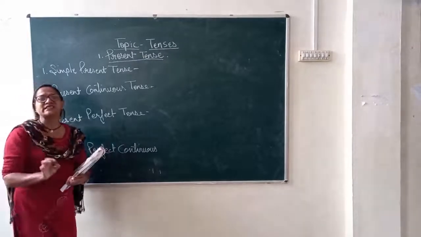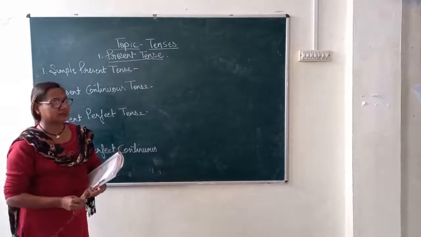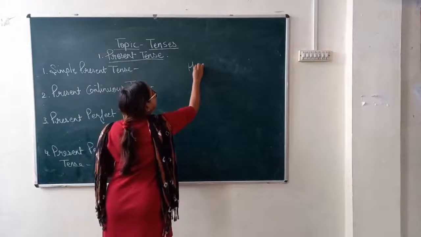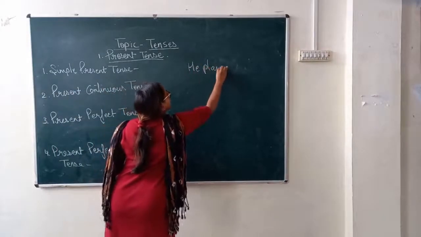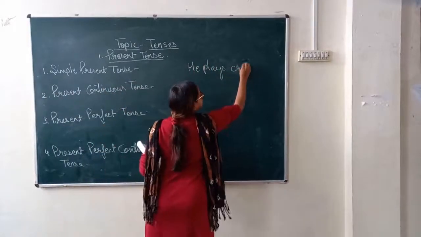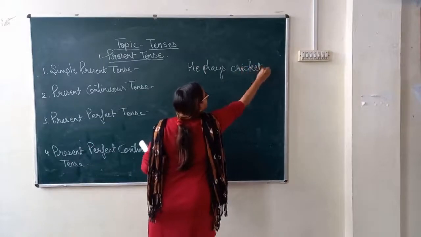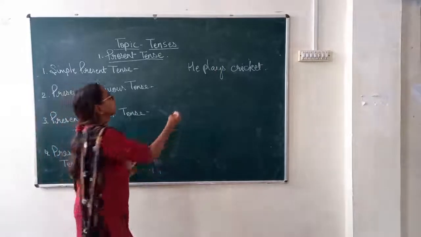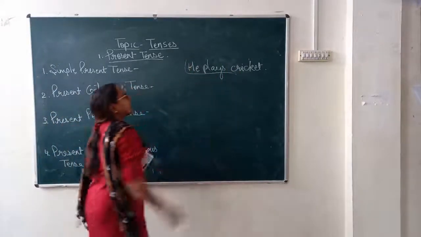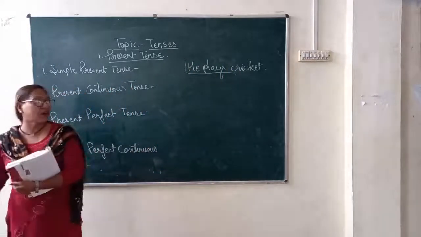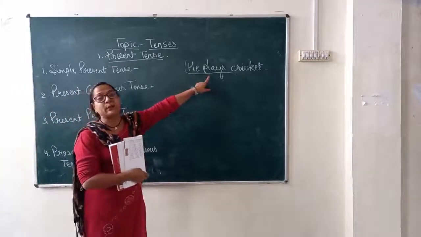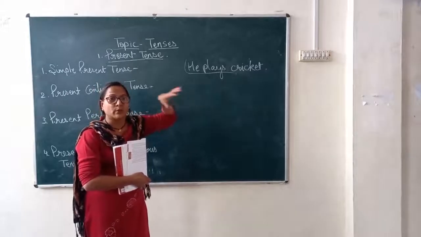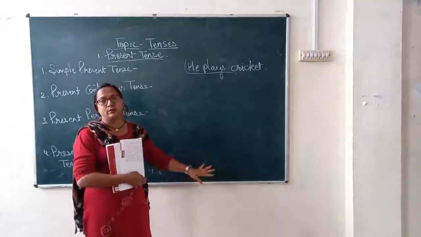Simple sentence is that sentence in which there is only one subject, one verb and one object. Like, he plays cricket. Now this is simple sentence, and this is also considered as your simple present tense because the action is taking place at this moment. Plays. That means the boy is playing right now.